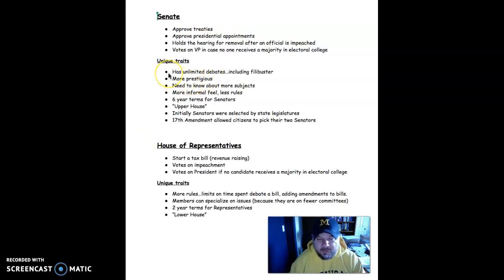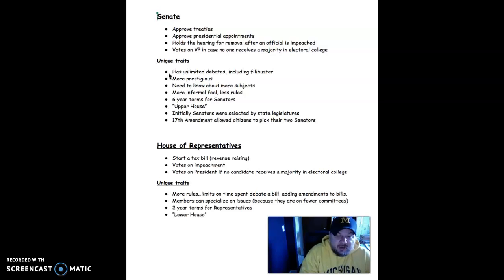Some unique traits about the Senate. It's a little different. They were initially seen as the upper house, probably because they served for 6-year terms, probably because they weren't elected by the people initially. When we first started the country, it was the state legislatures that picked the 2 senators from each state. So your state legislature would pick your 2 U.S. senators. In the early 1900s, the 17th Amendment changed all of that. So now we get to go to the polls and pick our own senators. Every 2 years, a third of the Senate is up for re-election. So that's how that works.